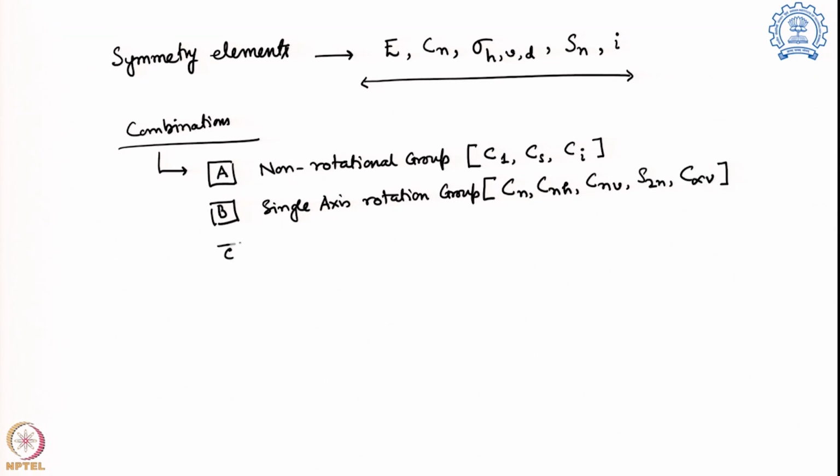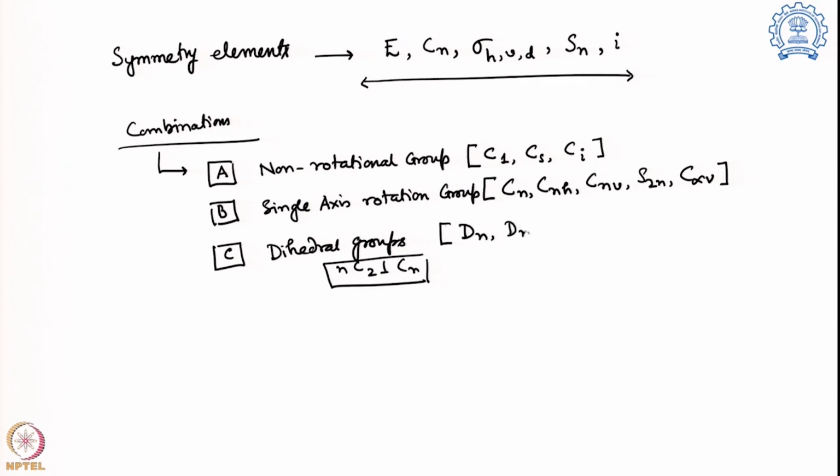Then we can have dihedral groups, which is nothing but an extension of single axis rotation with an additional factor that it will have n number of C2 perpendicular to Cn. If this is valid, then we have Dn, Dnh, Dnd and D infinite H point groups.